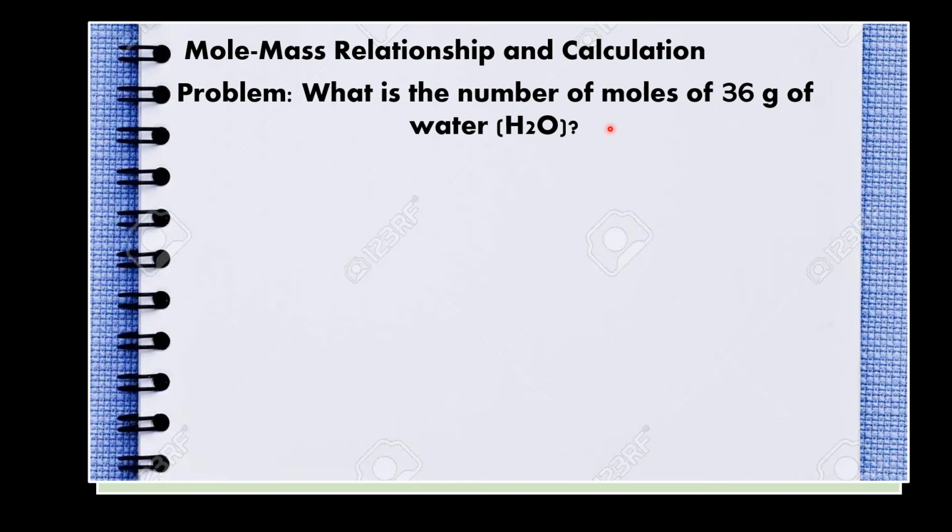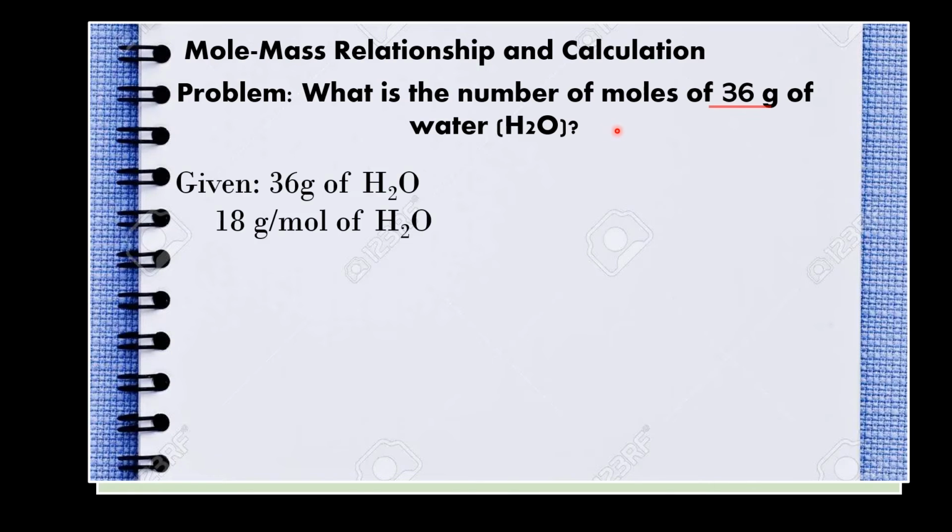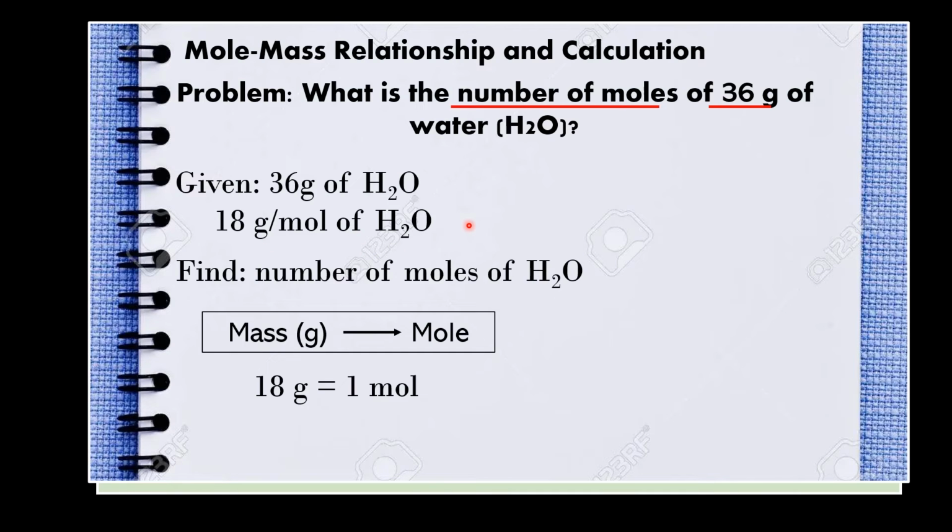Let's have another example. What is the number of moles of 36 grams of water? The given are 36 grams of water. Also, you need to get the molecular mass of water, which is 18 grams per mole. And the unknown is the number of moles of water. So from mass in grams, you need to convert it to moles. 18 grams is equal to 1 mole.